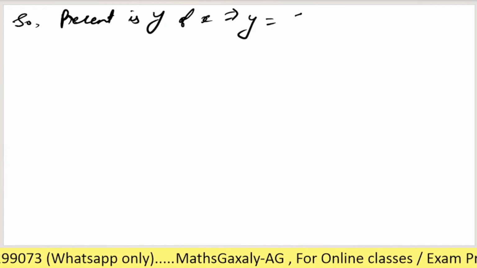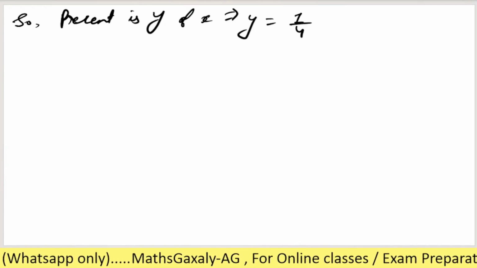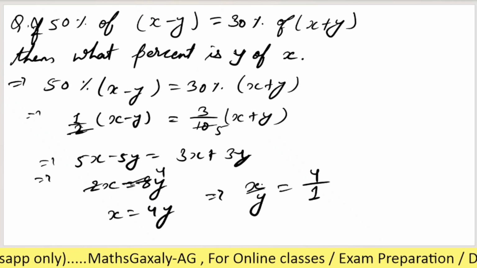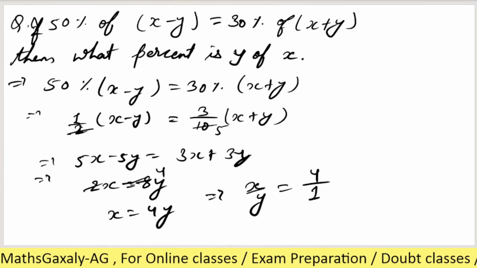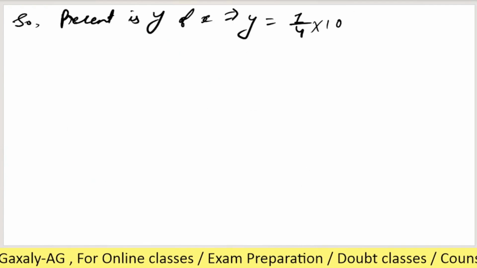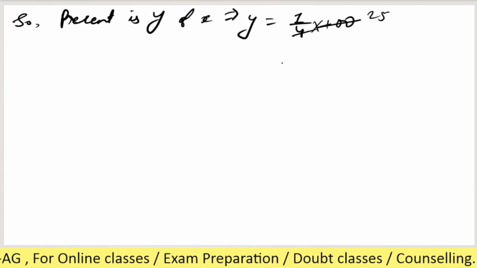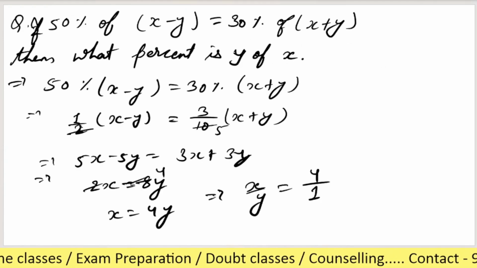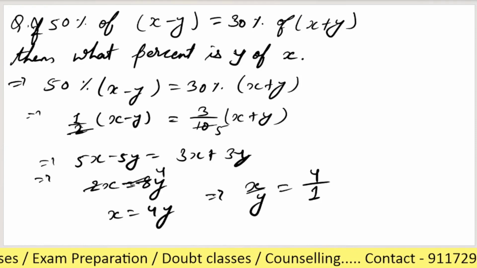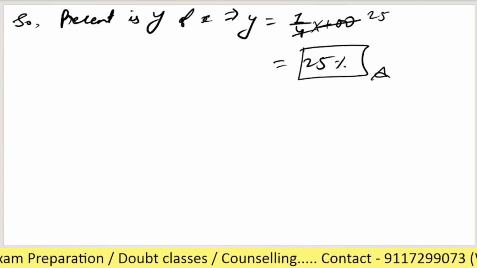Okay, so what percent is y of x will be y equal to 1 by 4, because the value of y is 1 and the value of x is 4, so we are comparing y with x. So it will be 1 by 4, and we have to find the percent, so multiply by 100, here 25, so it will be 25%. Y is 25% of x. Okay, is it clear? Yes, sir. Or any doubt? No, sir. Okay, then please note it down.